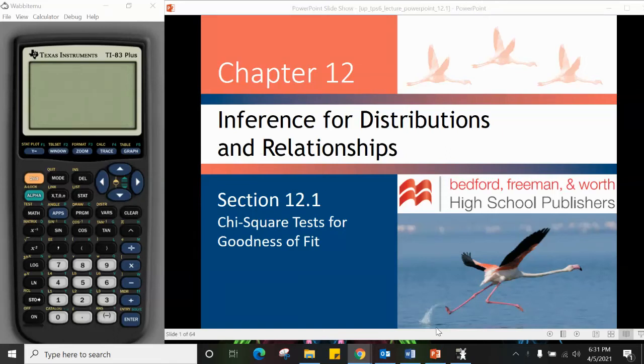All right, we have finally made it to the last chapter, chapter 12, looking at section 12.1, chi-squared test for goodness of fit. Now you might be asking, what's a chi-squared? We will definitely take a look at it today.